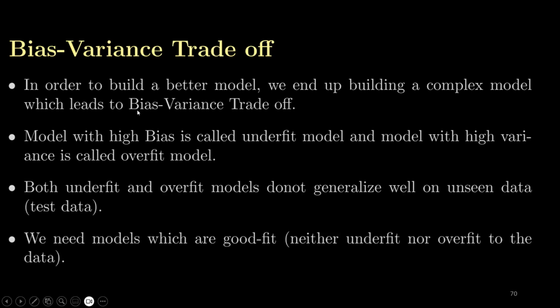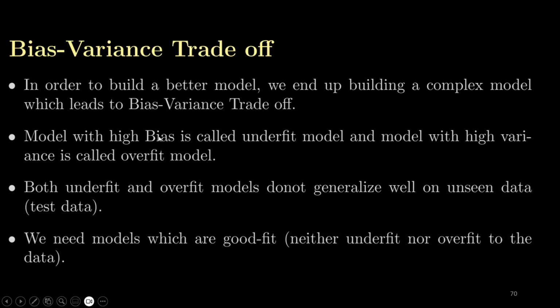On the other hand, if we need a model of a low variance, in that case, we may compromise on the bias value of the model. So that is called a bias variance trade-off. That is, in order to accept one value, we have to compromise on the other parameter. So that compromise is called bias variance trade-off.